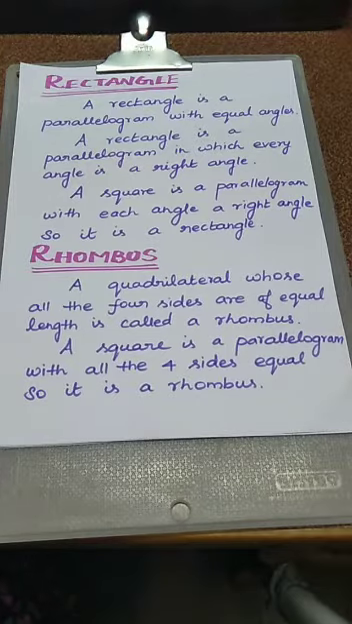Okay. Here a quadrilateral whose all the four sides are of equal length is called a rhombus. Actually quadrilateral means all the four-sided figures only. A quadrilateral whose all the four sides are of equal length is called a rhombus. We have to take that is a square also. Okay. A square is a parallelogram with all the four sides equal, so it is a rhombus. All the four sides equal means that is a rhombus and a square. Okay.